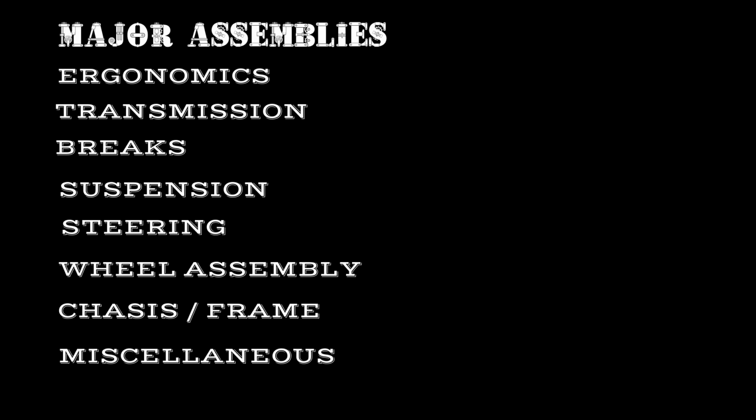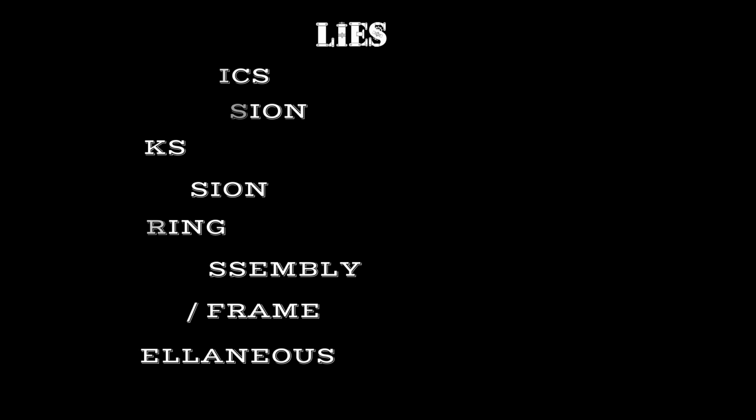For ease in the design process, the vehicle was divided into various assemblies. The major assemblies were identified as ergonomics, transmission, brakes, suspension, steering, wheel assembly, chassis or frame, and miscellaneous, for example seats, seat restraints, folding mechanisms, etc.